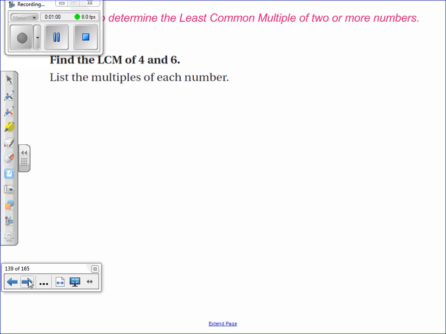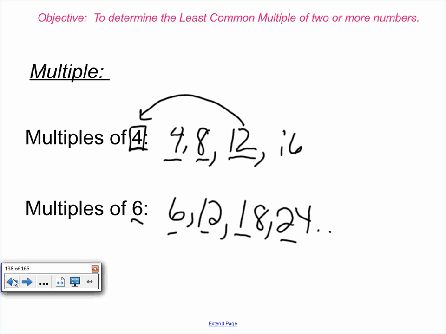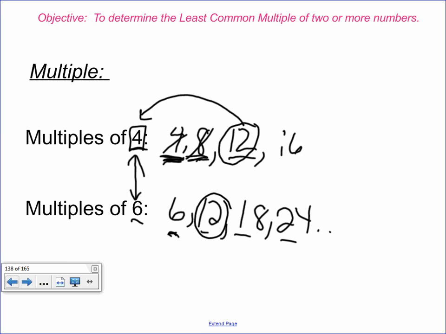All right, so to find the least common multiple of 4 and 6, we list the multiples of each number. Well, on this page, we started doing that. We want to find the smallest multiple of these two numbers that they both have. So let's just start in our list. 4. This one does not have a 4, so we know it's not 4. 8. Nope, they don't share 8. Do they share 12? They do.